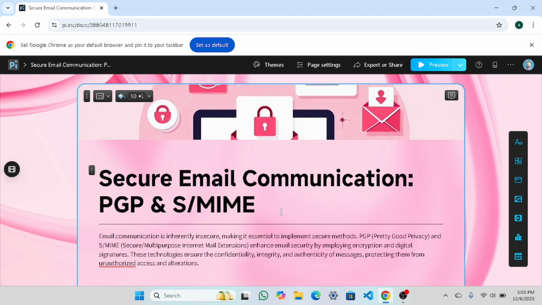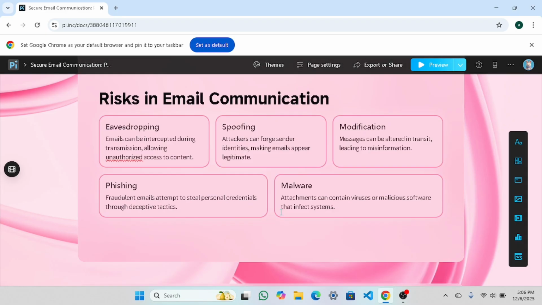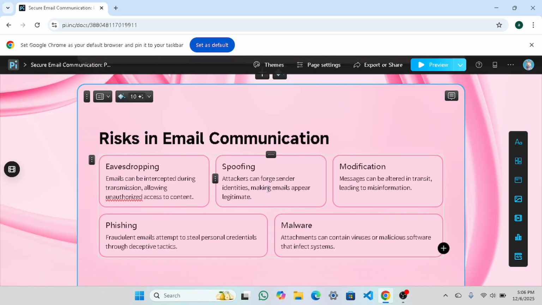They enhance email security by employing encryption and digital signatures. These technologies ensure the confidentiality, integrity, and authenticity of a message. They protect it from unauthorized access and alterations. So let's look at some of the risks in email communication.